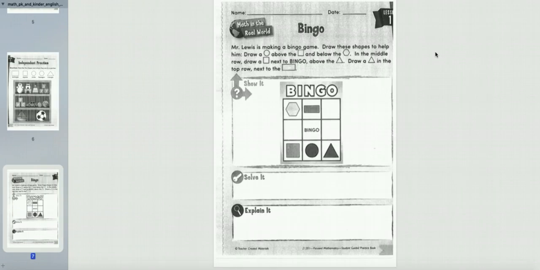For the next page, bingo. Mr. Lewis is making a bingo game. Draw these shapes to help him. Draw a circle above the square and below the hexagon. So it has to be on top of the square and it needs to be below the hexagon. Yes. So we're going to go ahead and draw our circle here.